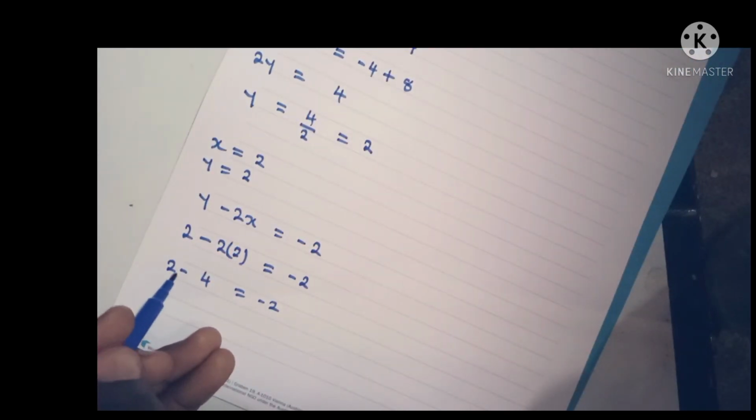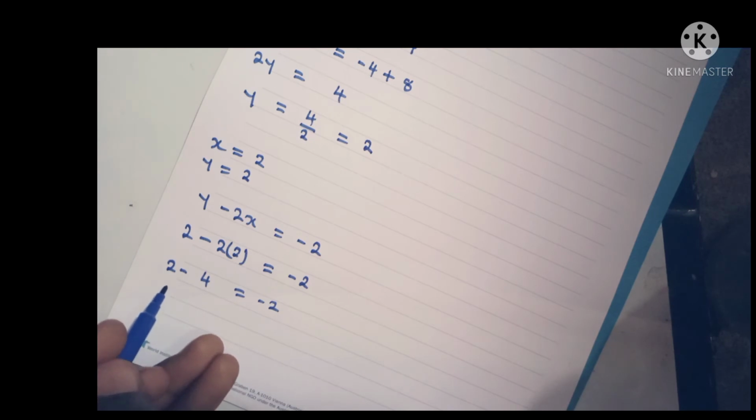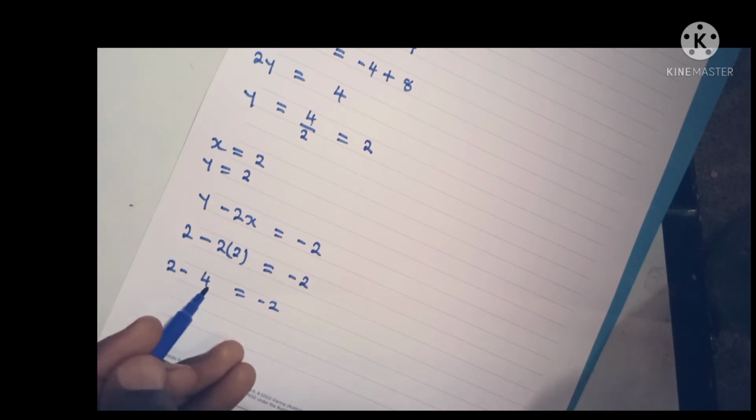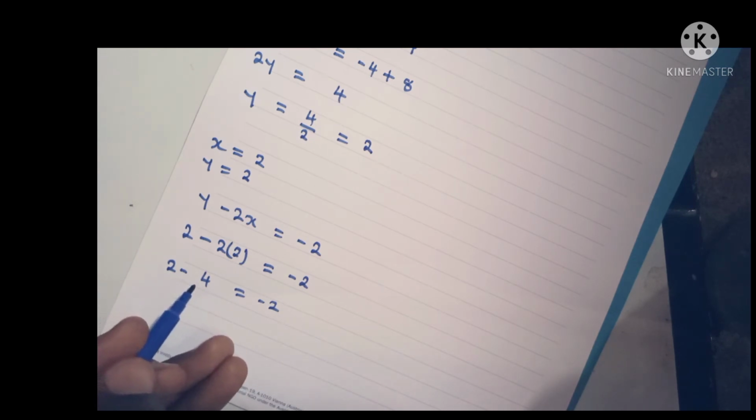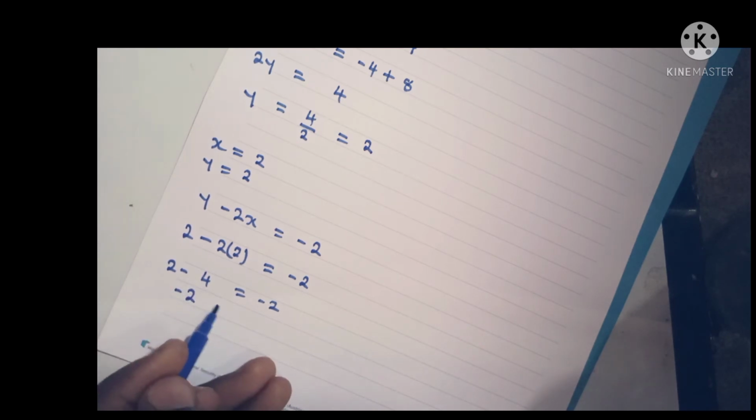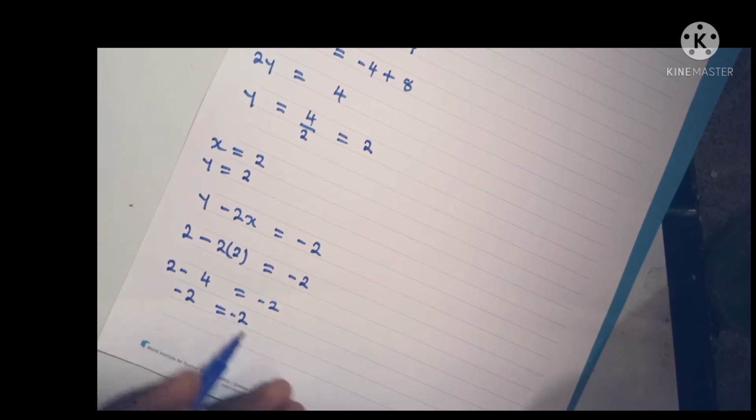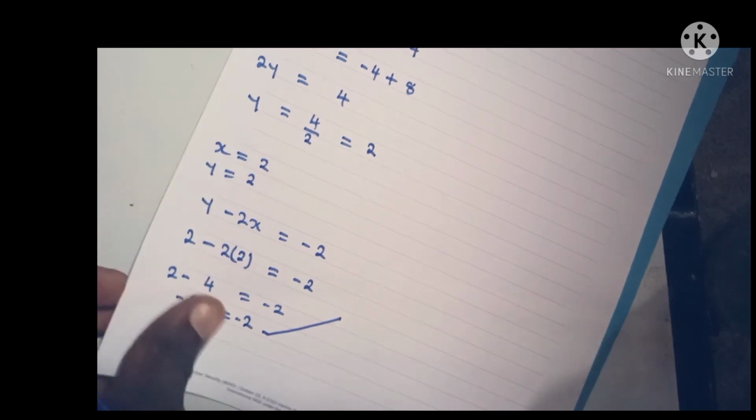Alright, 2 minus 4, which is minus 2. You are subtracting a bigger number from a smaller number, so definitely the answer is going to be negative, right? So minus 2 equals minus 2, and that is actually correct, right?